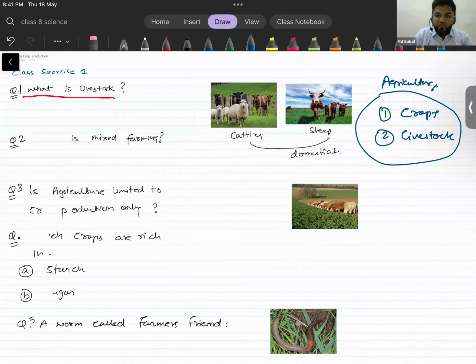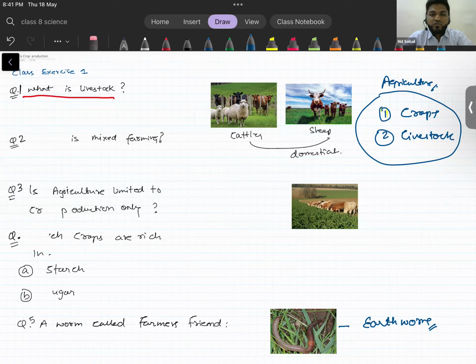Okay. Name one worm that is called friend of farmer. Here's a hint for you. The picture of that worm is on the screen. You can see the picture of the worm on the screen. Earthworm. You see, earthworms are called farmer's friend. Can you define the reason behind this?